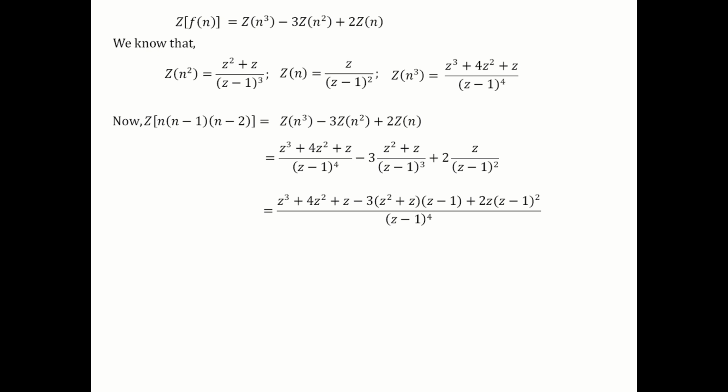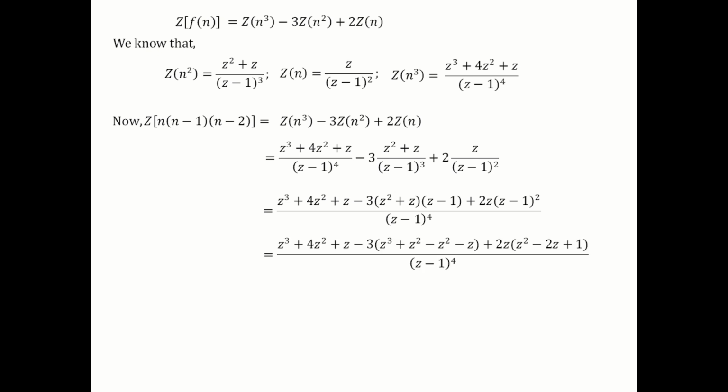Then the last term, the denominator you are having z minus 1 square. So remaining you are having z minus 1 square, because z minus 1 square into z minus 1 square, you will get z minus 1 power 4. So multiplying the numerator with z minus 1 square. So plus 2z into z minus 1 square.